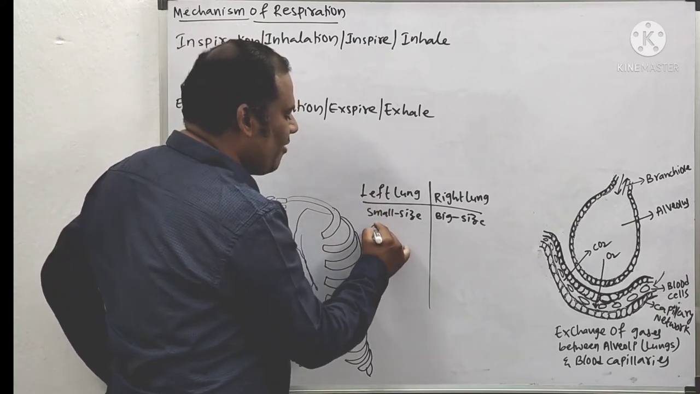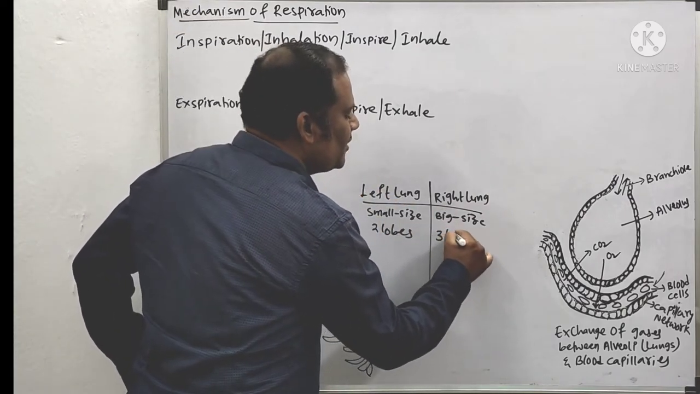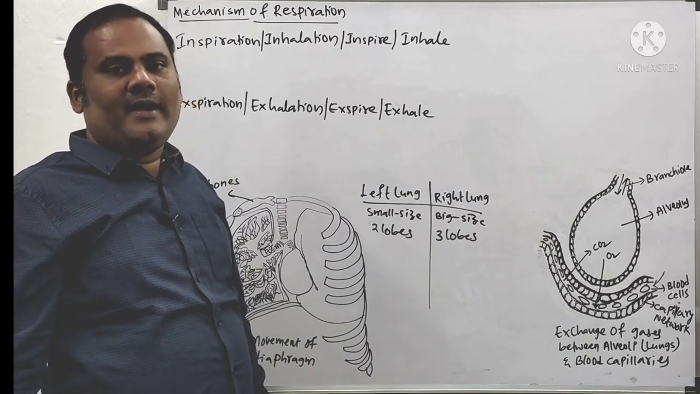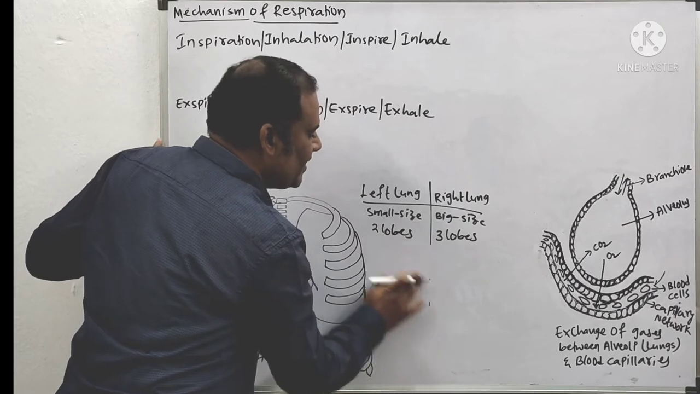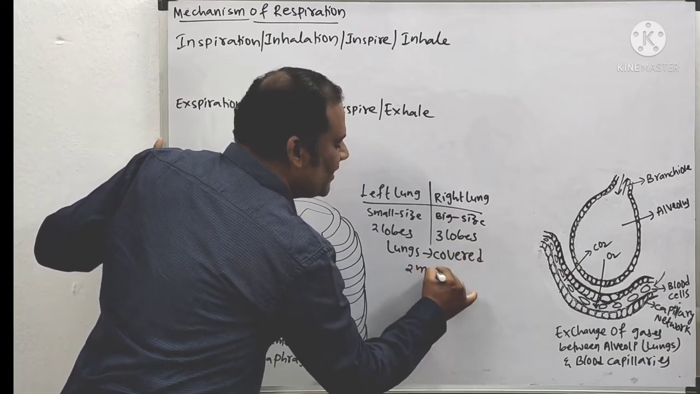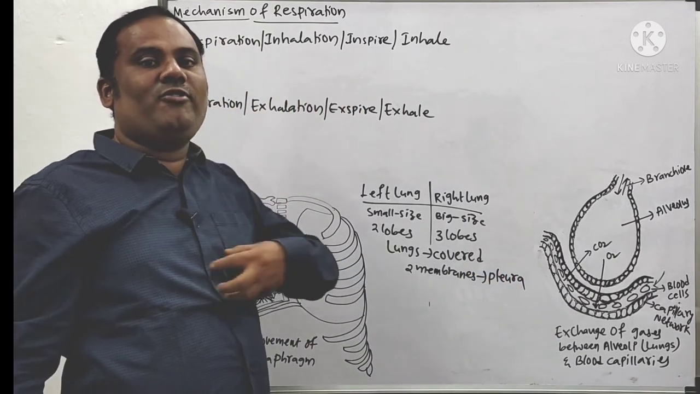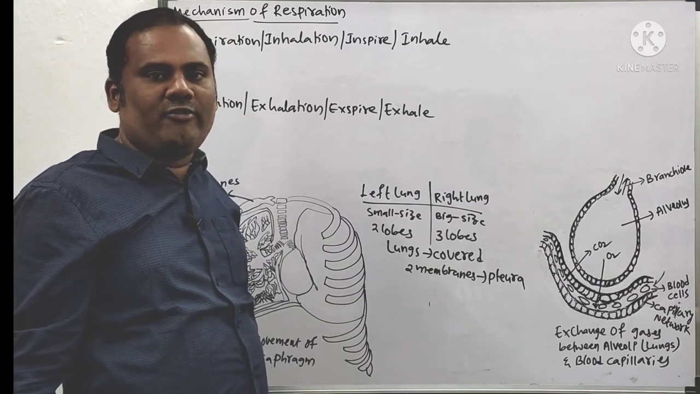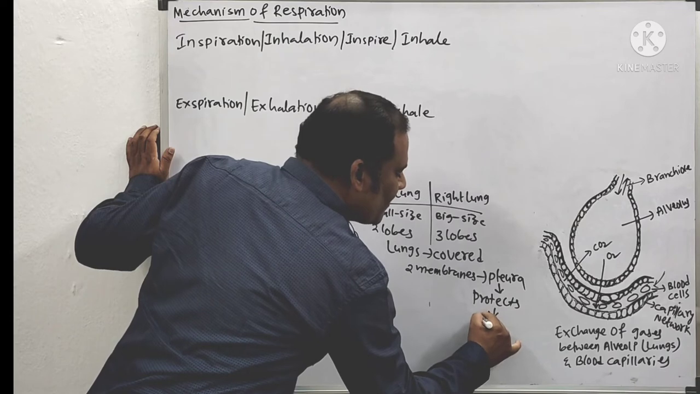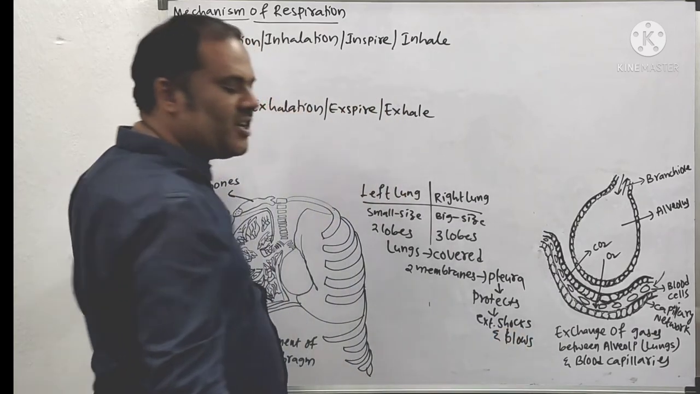The left lung is divided into how many lobes? Two lobes. Whereas the right lung is divided into how many lobes? Three lobes. That is the basic difference between the right lung and the left lung. Next, the lungs are covered by two membranes. What are they called? Pleura. The pleura contains a fluid called pleuric fluid, which protects the lungs from external shocks and blows.